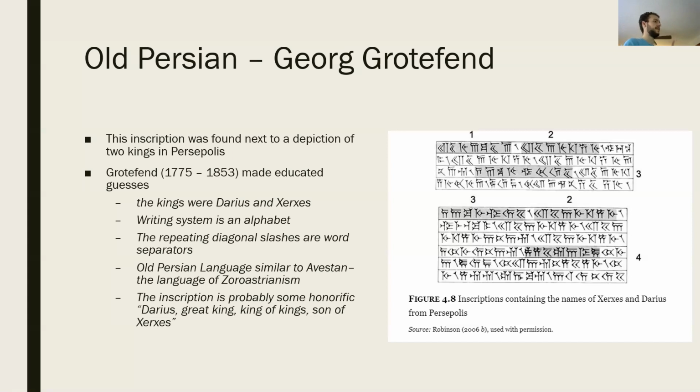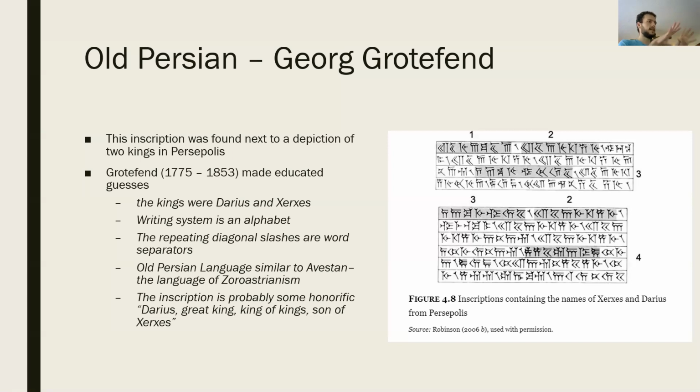So Grotefend made the assumption that the kings were Darius and Xerxes. So these are two very famous Persian kings from history and from biblical records. He made an assumption that the kings depicted were these two individuals. And if that's the case, then their names are probably depicted somewhere in this text.